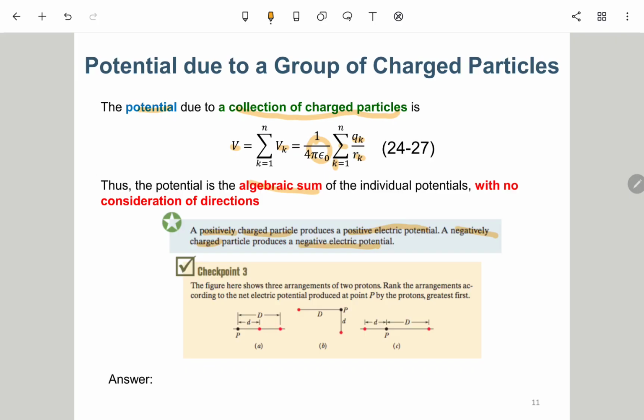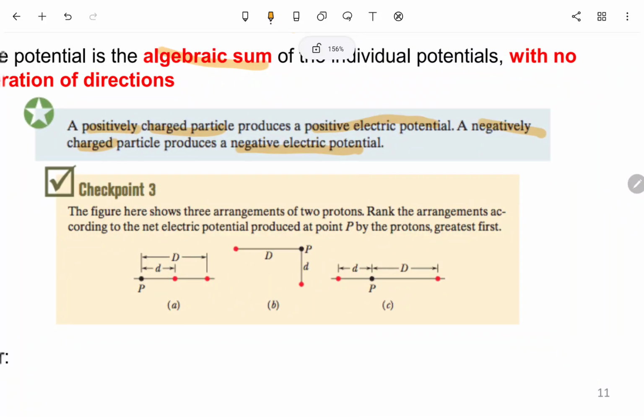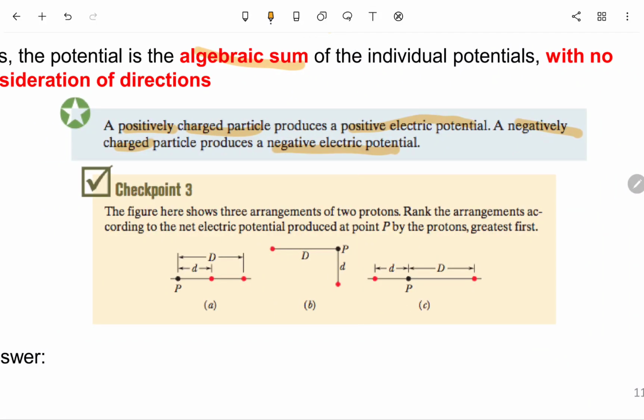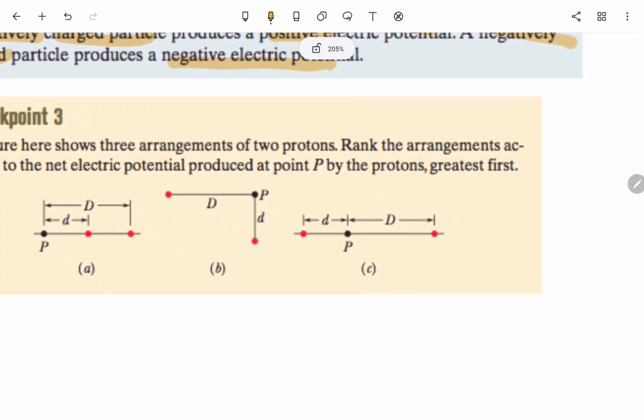So here is a quick check point. This is easy, but you need to get used to it. Usually when I ask it during the class, it will be wrong, you have a wrong answer. Okay, so anyway, let's try this again.